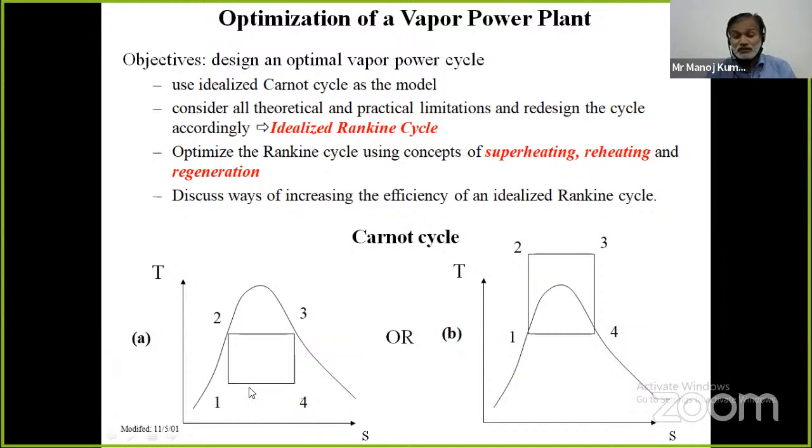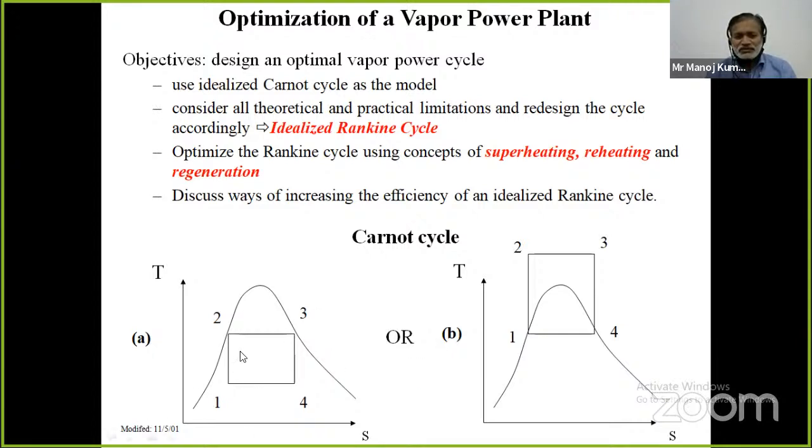in process 3-4, since the expansion started at point 3, what will happen after the expansion? There will be excessive moisture. At point 4, the moisture content will be much higher than the recommended level. The recommended level of moisture content is 15%, or we can say the dryness fraction cannot be less than 85%. So this is the problem here.